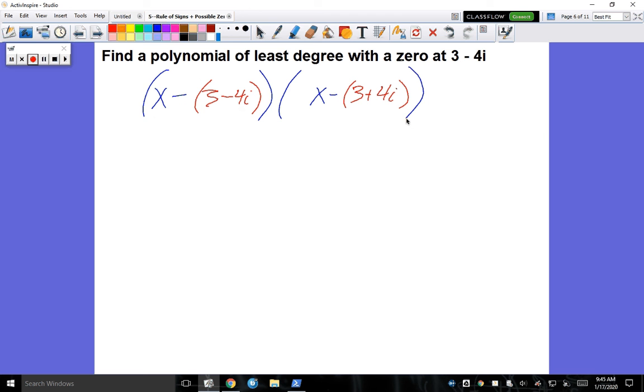Do you see a difference of squares? No, because if you did, one of these would be what? A positive. It would be plus and minus. Are we good?